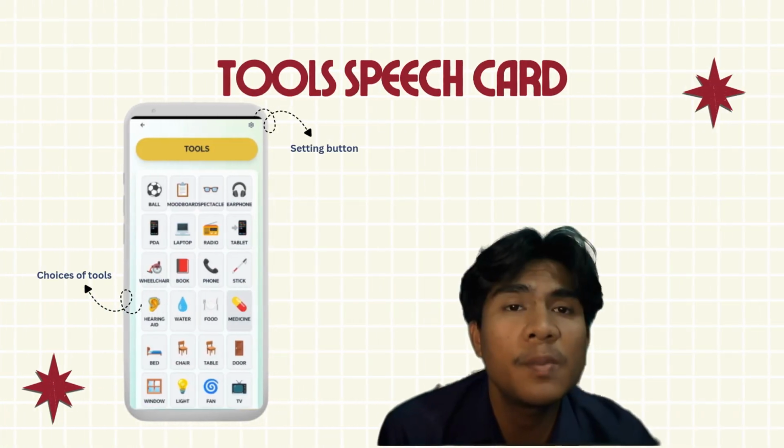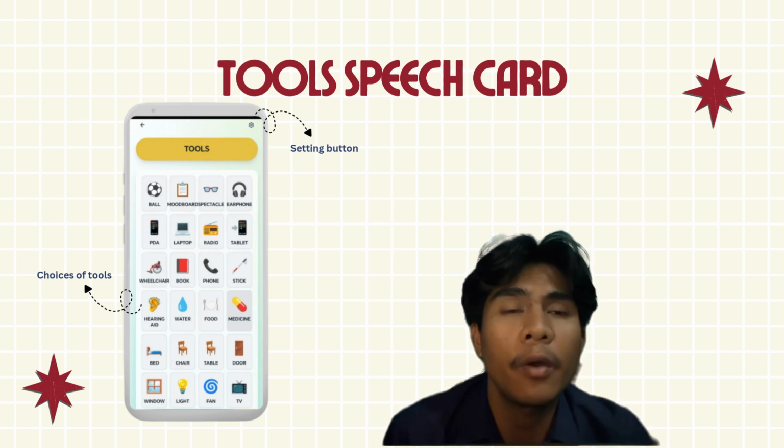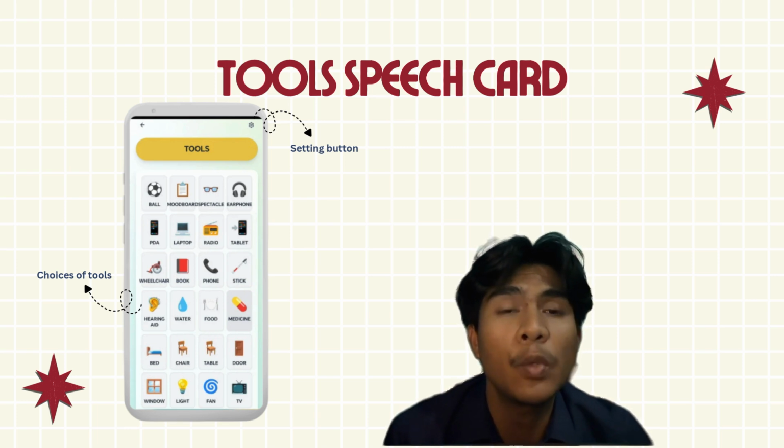Lastly, the tool speech card. This page includes cards that represent objects and assistive tools used in daily life. Examples include hearing aid, wheelchair, earphones, laptop, tablet, and PDA. The tools page allows users to communicate what they need, use, or want help with. For example, a user can select I want and hearing aid, or help and wheelchair. This makes the application very practical as it supports real-life communication situations, especially for users who rely on assistive devices.